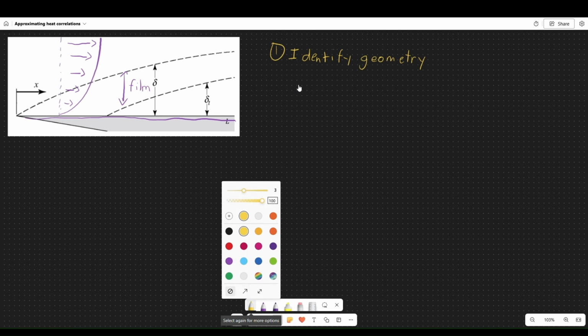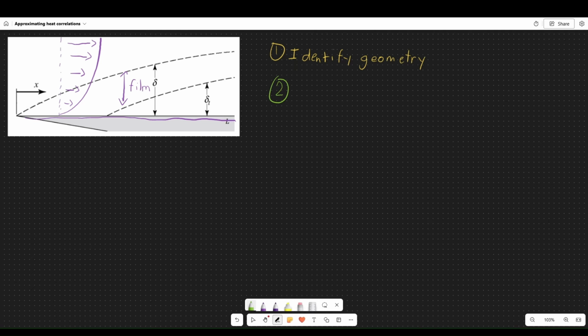So the first thing to do is to basically define T film. Actually, first identify the geometry. So in this case, we have a plate, right? And the second thing to do is to basically find T film, the temperature of the film. Find T film. All right. So what is T film? T film is basically the average of the temperature of the surface plus the bulk temperature.